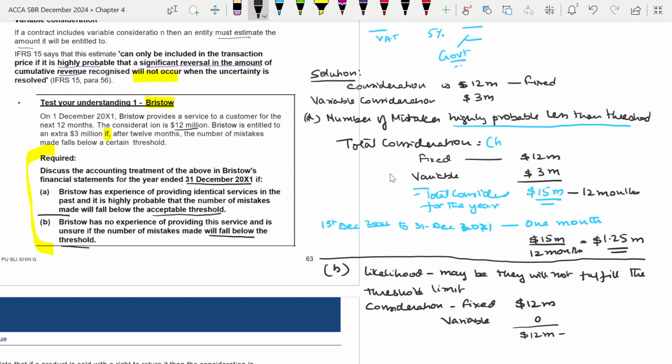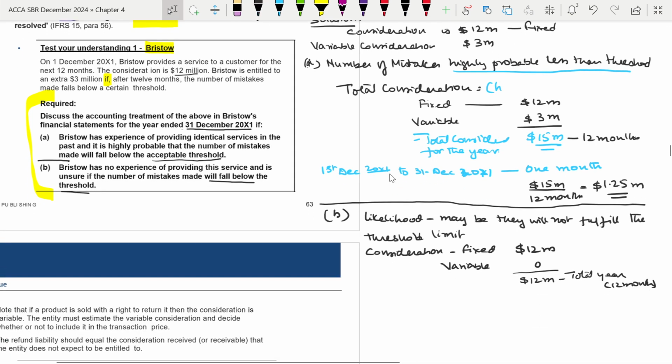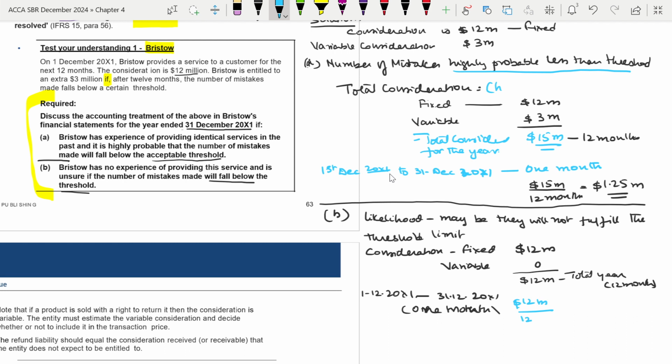How much is the fixed consideration? It is for the complete year, 12 months. What are they asking us? They are asking for 1 month, from 1/12/2001 to 31/12/2001. If we are talking about 1 month, 12 million divided by 12 months, how much will you get? 1 million per month.